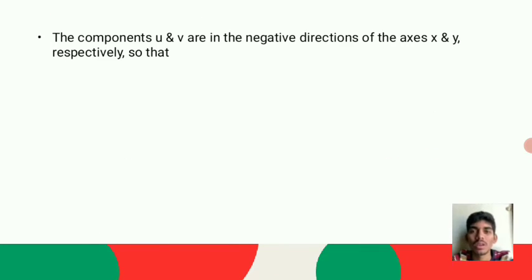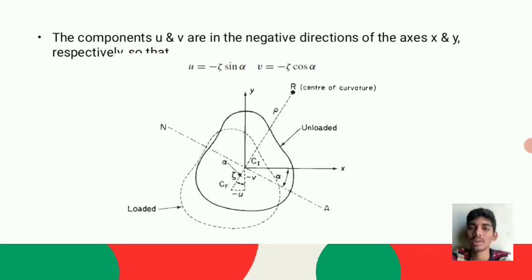Next, the components u and v are in the negative direction of the x and y axes respectively, so that we can achieve the above dimensions. From the above equations, u is equal to minus psi sin alpha and v is equal to minus psi cos theta. From this figure we can derive the deflection due to bending.